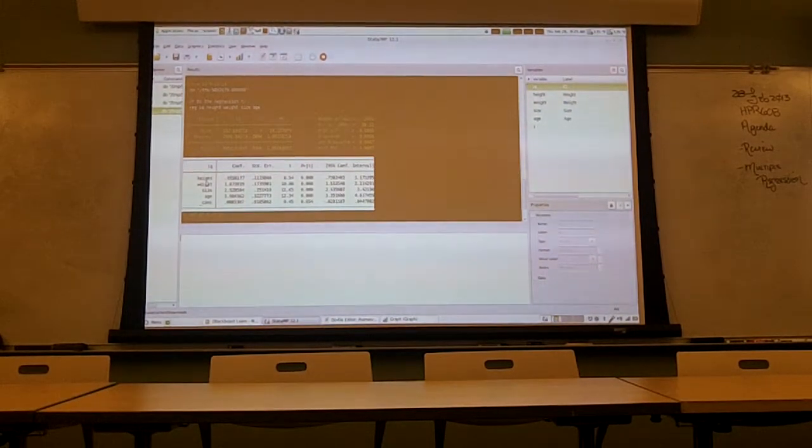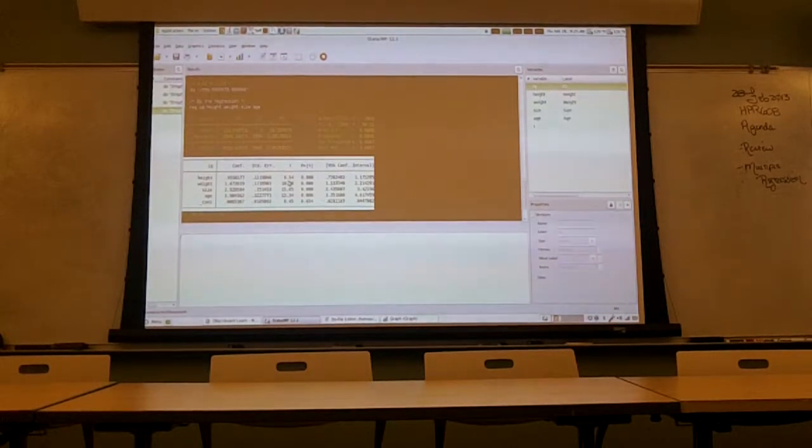For every 1 unit of height increase, we would expect a 0.96 increase in IQ. I'm going to skip to the T. Okay, so our T statistic is 8.54, which is high.